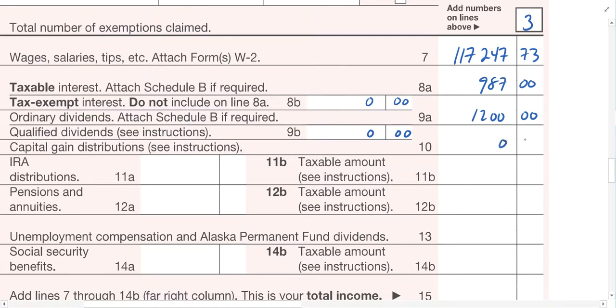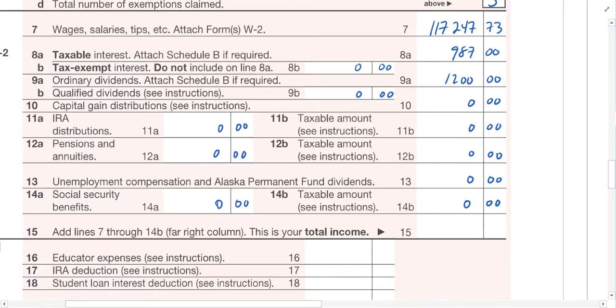Capital gains was 0. IRA deductions, pensions, annuities, all of this information is going to get reported as 0. No money was earned from unemployment or from Alaska. No money was earned from Social Security. So lots of zeros. Now I could take the time and explain each of those lines, but this video would be entirely too long for that. So I'm going to avoid this.